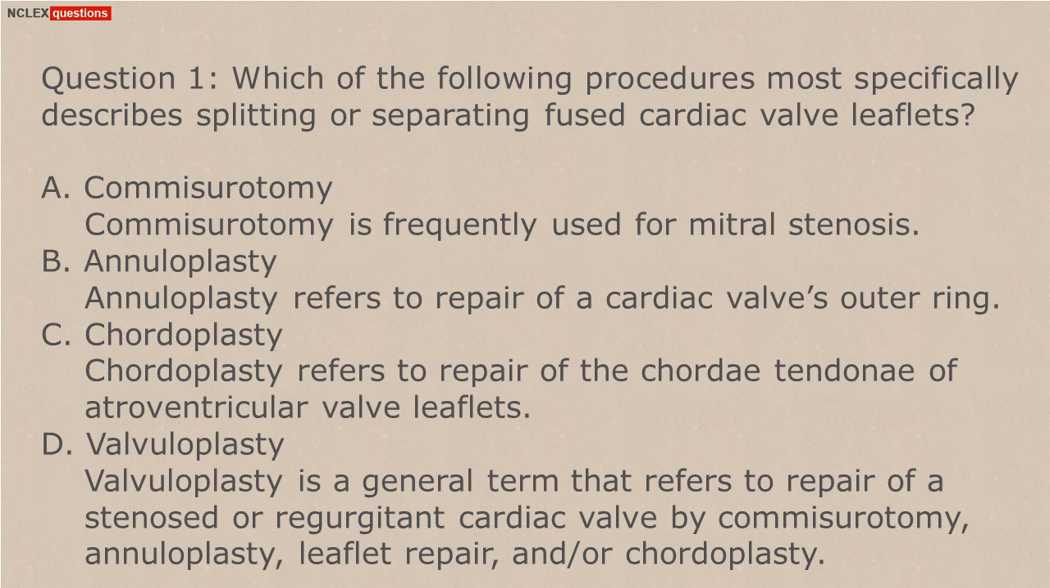A. Commissurotomy. Commissurotomy is frequently used for mitral stenosis. B. Annuloplasty. Annuloplasty refers to repair of a cardiac valve's outer ring. C. Codoplasty. Codoplasty refers to repair of the chordae tendineae of atrioventricular valve leaflets. D. Valvuloplasty. Valvuloplasty is a general term that refers to repair of a stenosed or regurgitant cardiac valve by commissurotomy, annuloplasty, leaflet repair, and/or codoplasty.